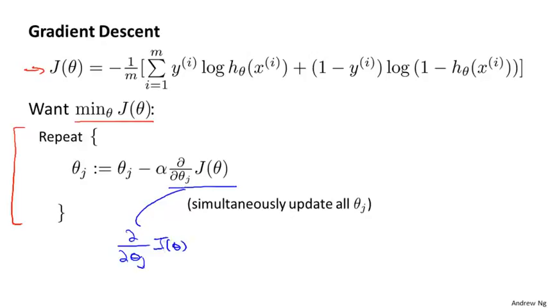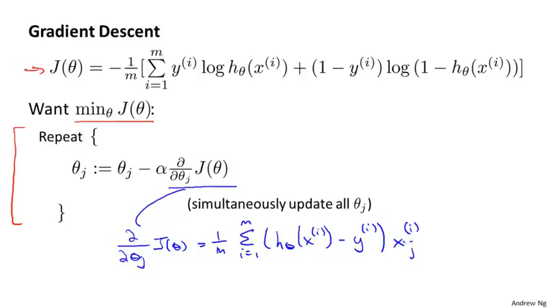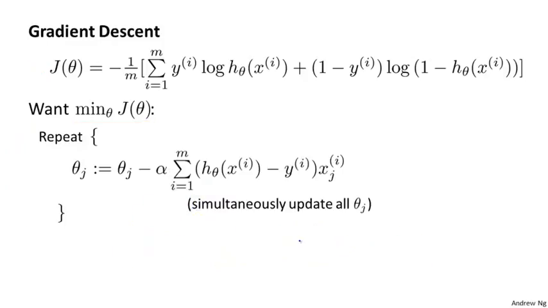But even if you don't know calculus, don't worry about it. If you actually compute this, what you get is this equation: the sum from i equals 1 through m of essentially the error times x_j^(i). So if you take this partial derivative term and plug it back in here, we can write out our gradient descent algorithm as follows. All I've done is take the derivative term from the previous slide and plug it in there.